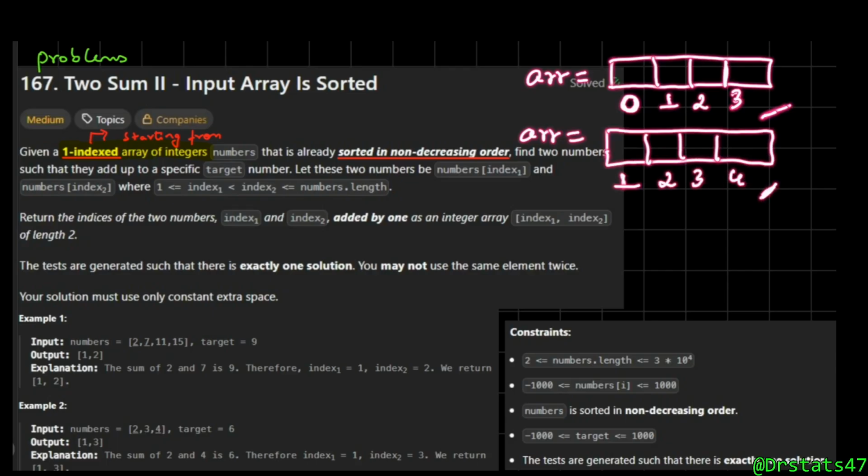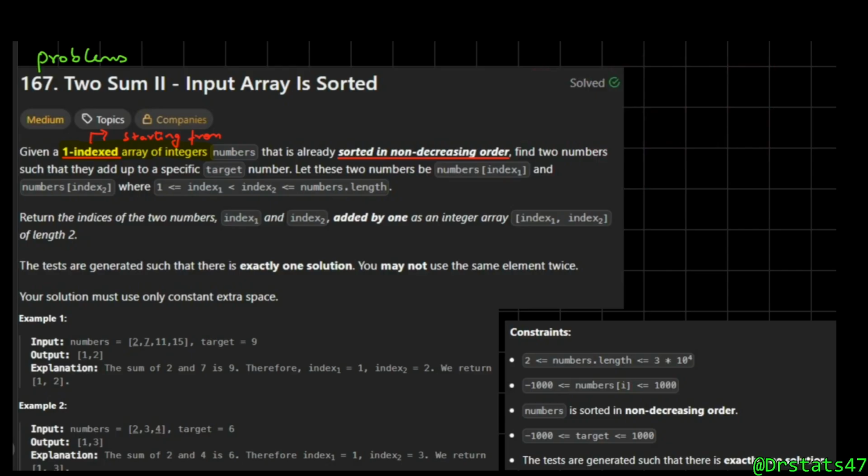We can convert a zero-indexed array into one-indexed form by adding plus 1 to each index. How? See here, we added plus 1, we got 1. We added plus 1, we got 2. We added plus 1, we got 3. Likewise, we have converted the zeroth index into one index. So keep this in mind. It will be helpful in the upcoming solution.